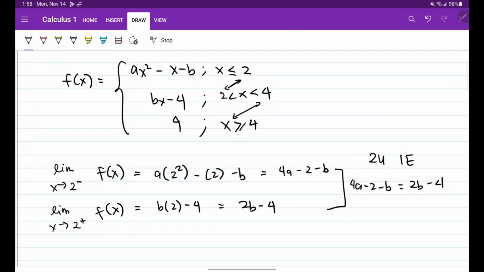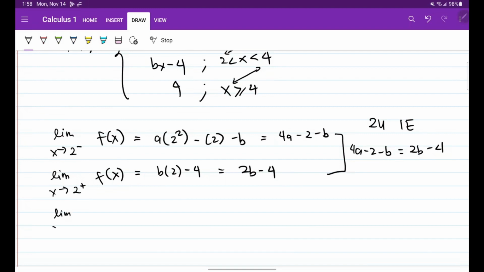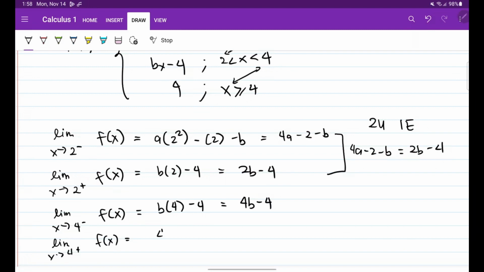Okay, so let's check yung sa boundary natin at 4. No? So, let's check the limit as x approaches 4 minus of f of x. And yung 4 minus natin would be bx minus 4. Tama? So, b times 4 minus 4 or just 4b minus 4. And check natin yung sa plus. So, limit as x approaches 4 plus of f of x. This is equal to just 4. And dapat again, equal tong dalawa. So, 4b minus 4 is equal to 4. Or, b is equal to simply 2. Okay? So, now we have a value for b.